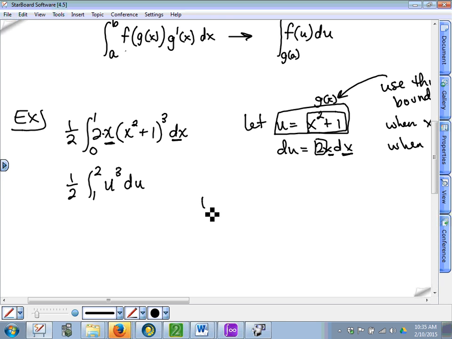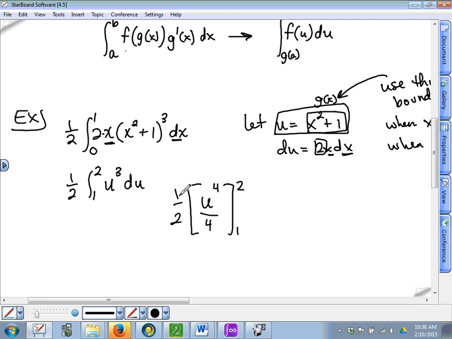u to the 4th over 4, and that's multiplied by 1/2, and then we have to evaluate that from 1 to 2. When you resubstitute right now? If we're going to keep these bounds, and this is the nice thing about changing the bounds, are you listening? If we're going to keep these changed bounds, then just keep it in terms of u. Because what are these bounds in terms of? u. They're in terms of u, so we can just keep it in terms of u right now.